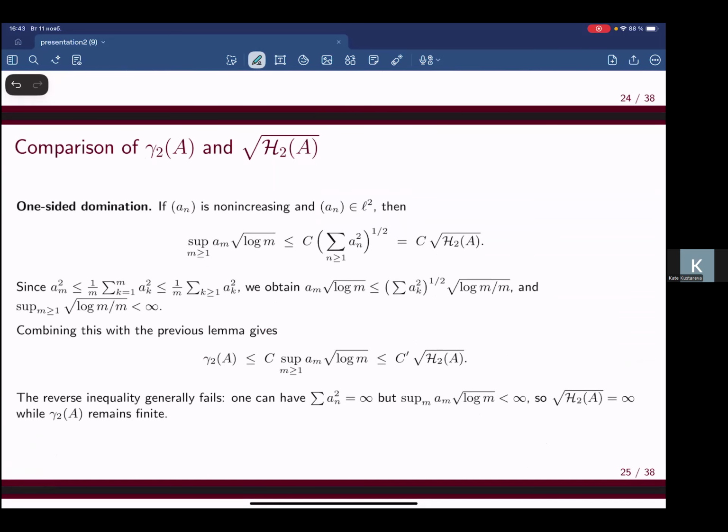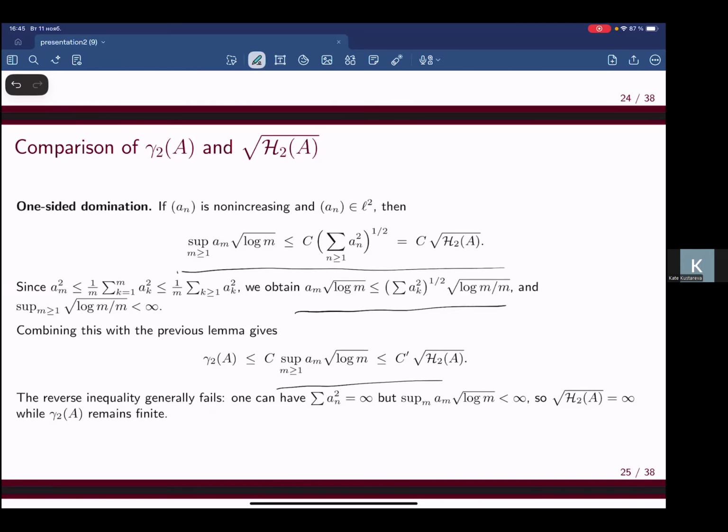And now we have introduced both the functional, Talagrand's gamma 2, and Dragovich's quadratic entropy, and we can compare them. So we begin with the one-dimensional result. If the sequence a_n is non-increasing and belongs to L2, then we have well-known estimates, and this means that the growth of the Gaussian complexity term a_m square root of log m is controlled by the total quadratic energy of the coefficients. And to justify this inequality, we note that since this sequence is non-increasing, we get this result. And because the supremum is finite, the bound follows.